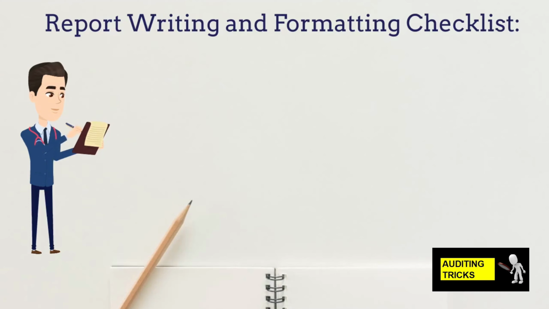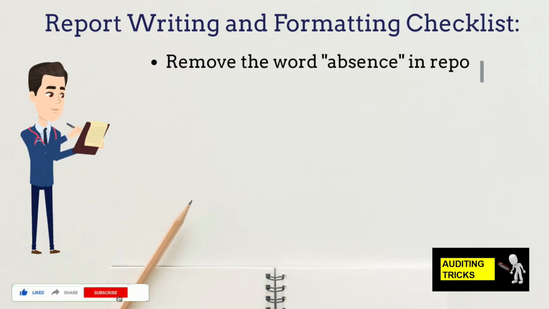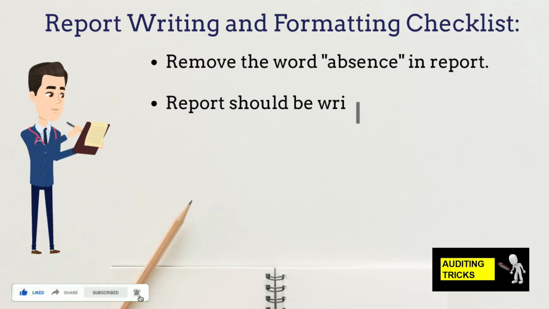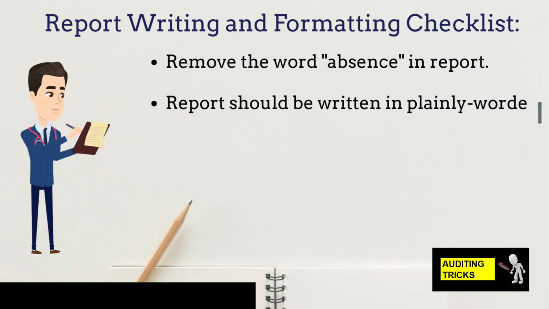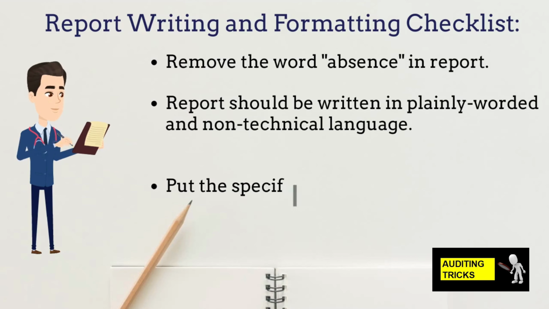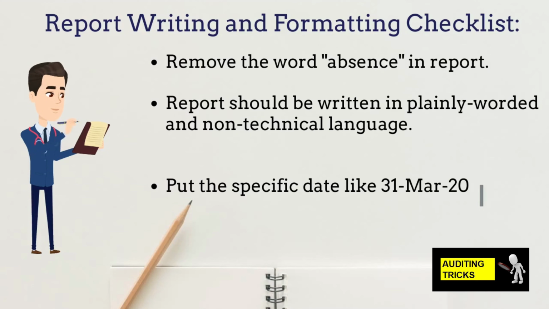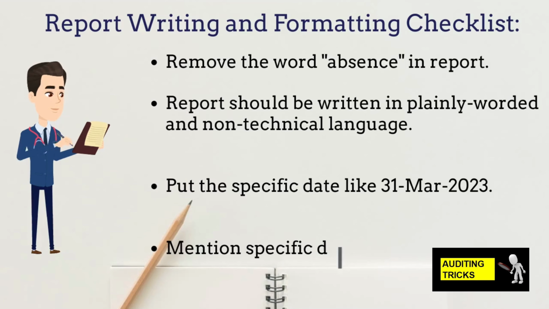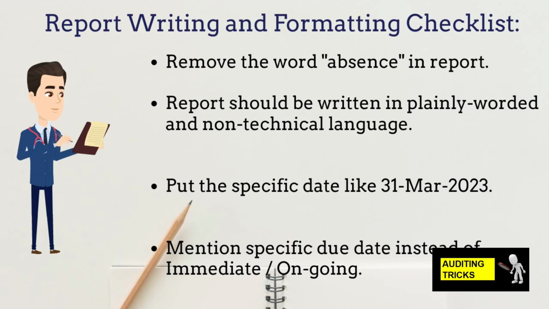Remove the word absence in the report. You can use a different word like not defined. The report should be written in plain words, not technical language, and use proper grammar and paragraph organization. Remove the words till date and use a specific date like 31st March 2023. In the due date column, remove immediate, ongoing, or blank from the target implementation date. There needs to be a specific date.